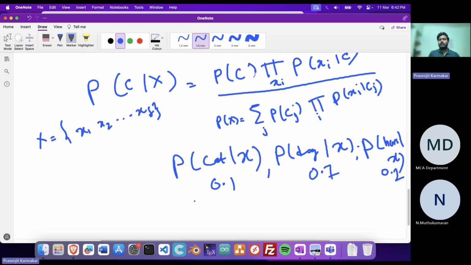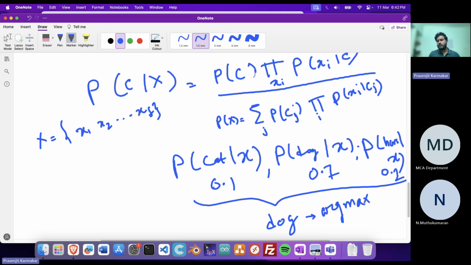Now what I will do is take whatever has the maximum probability. Which one has the maximum probability? Dog. So my prediction would be dog. And this can be done by a function in NumPy called argmax, which returns which argument has the maximum value. The first argument, second argument, third argument. The second argument is the dog class. So my prediction is dog.